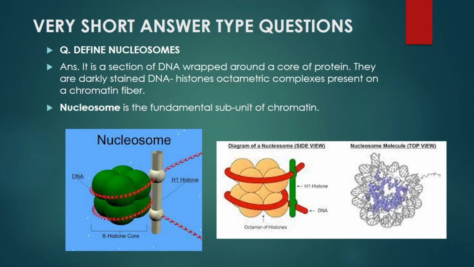They are darkly stained DNA histones, which are octameric in structure. Octameric means what? It has 8 lobes, right? You can see in the figure, there are 4 on the upper layer and 4 on the lower layer. So that is an octameric complex present on a chromatin fiber. It is a complex and also present on a chromatin fiber. And what is this chromatin fiber? Chromatin fibers are coiled and condensed, which forms the chromosomes.